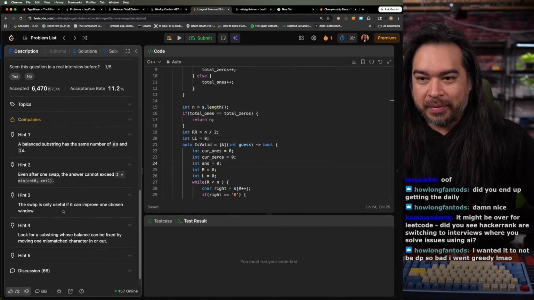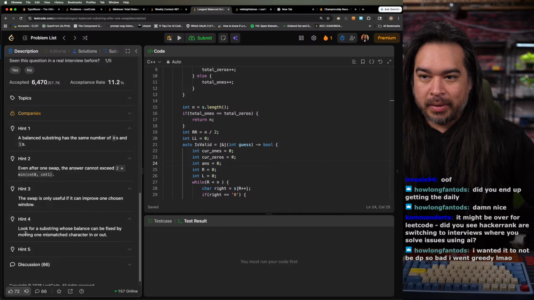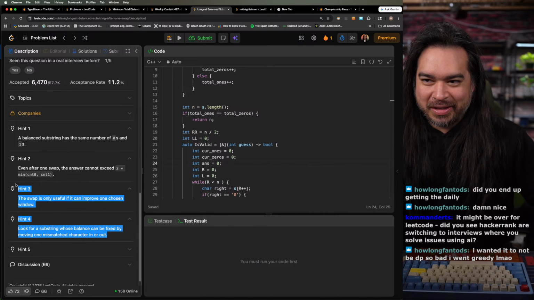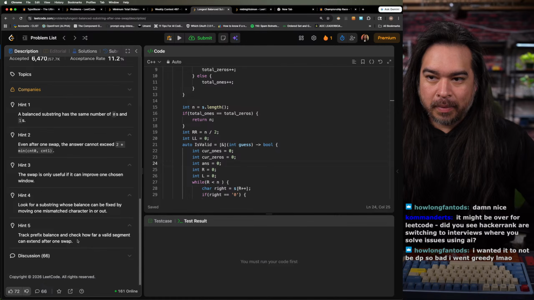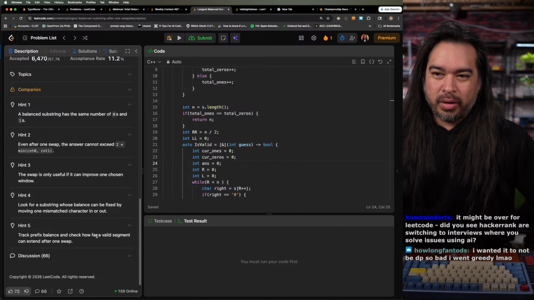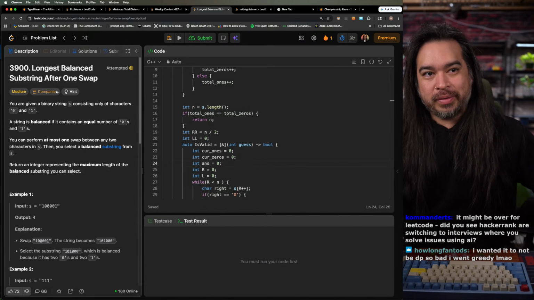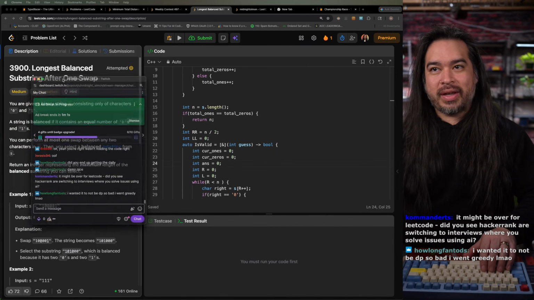All right, hint 4. Man, these hints are exactly what I'm trying to do. But maybe not. Segment. Wait. Prefix balance. I don't know. Too hard. That's what I'd say. Q3.